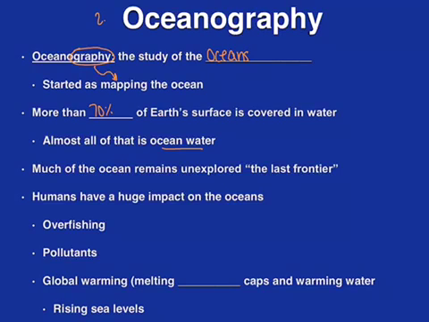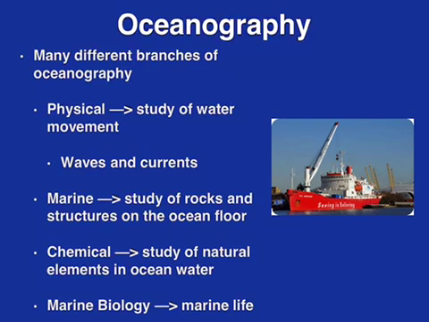Human beings have a huge impact on the ocean, such as overfishing and pollutants. Global warming has impacted the ocean, such as the melting ice caps and warming up the water, which then leads to rising sea levels. So all of this deals with oceanography, and there's a bunch of different subcategories of oceanography. Physical oceanography would study the water movements, the waves and the currents. Marine oceanography looks at the rocks and structures of the oceans.